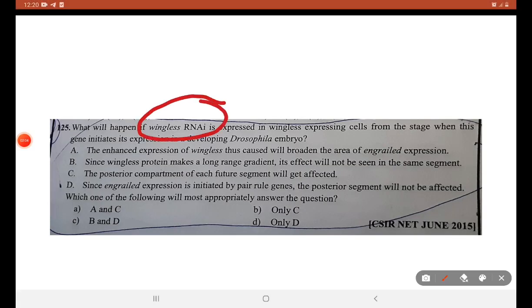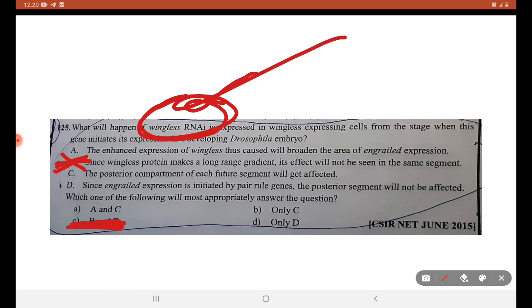Next, about wingless interference RNA. If the wingless interference RNA is formed, it will repress the function of wingless. Since wingless protein makes a long range gradient, no wingless protein will not make a long range gradient. B is a wrong answer. Next, enhanced expression of wingless. We are introducing interference RNA, so expression of wingless will not be enhanced. A is not the right answer.